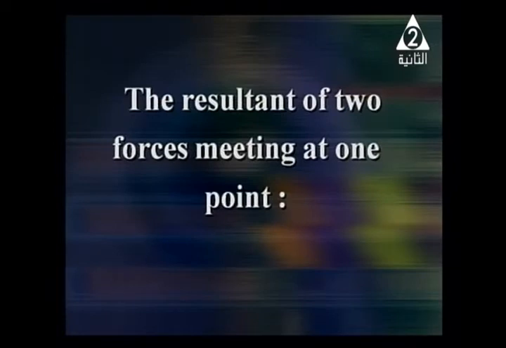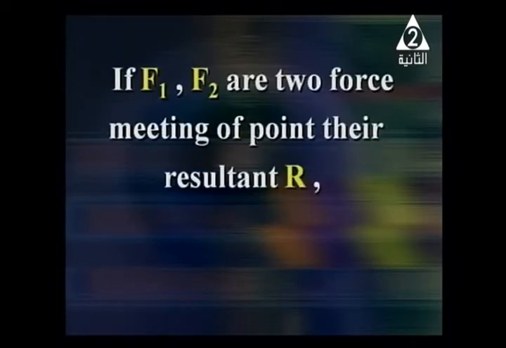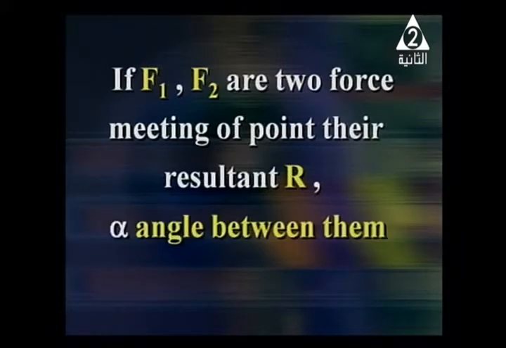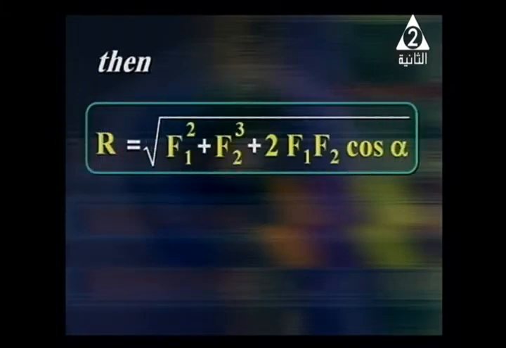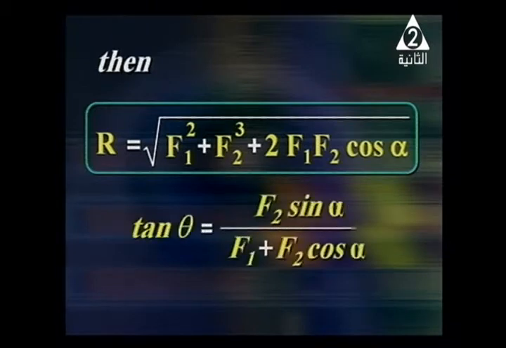The result of the 2 forces meeting at one point. Dear student, if we have 2 forces F1, F2 meeting at a point, the result of these 2 forces is R. The angle between them is alpha. When we find the resultant of the 2 forces F1 and F2 with angle alpha between them, this rule is very important. R, the resultant of the 2 forces, equals square root of F1 squared plus F2 squared plus 2F1F2 cosine alpha. What's the direction?